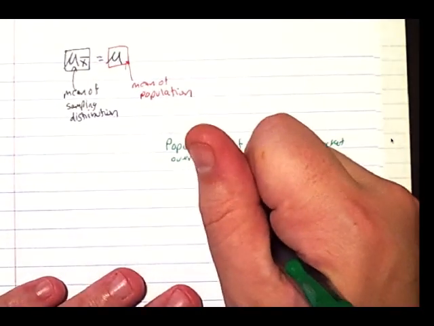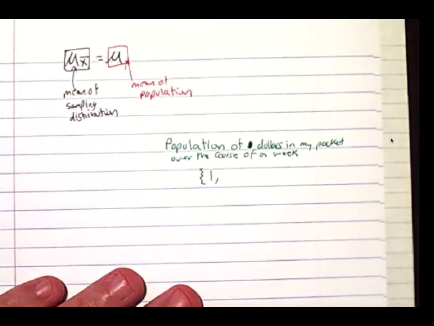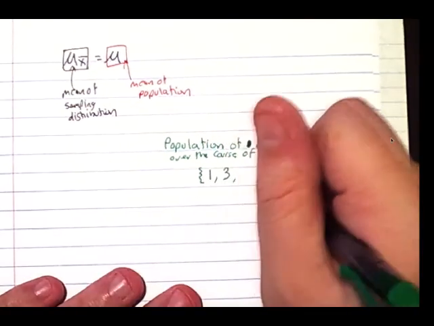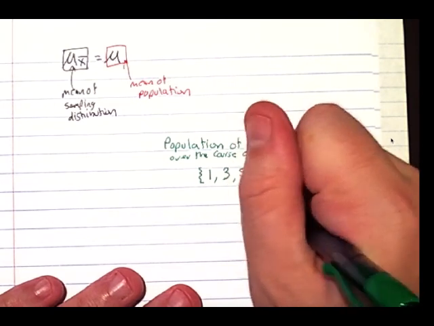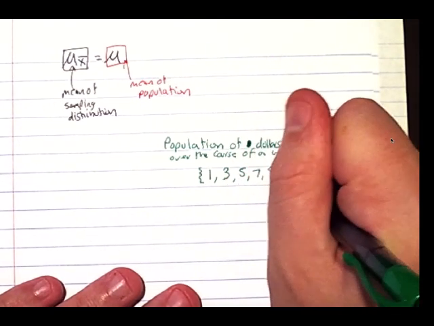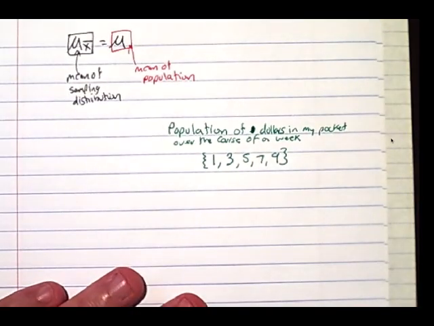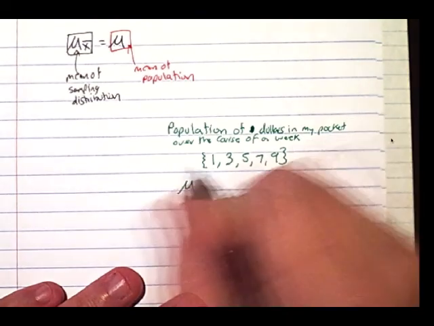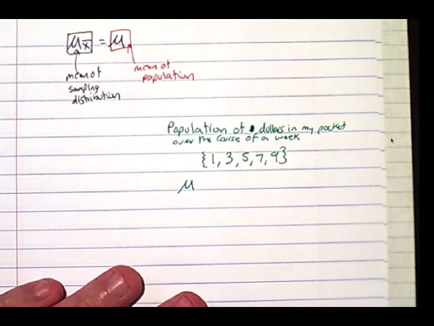Maybe on one day I had $1 left in my pocket. On Tuesday, let's say I had $3 left in my pocket. Then I had $5 left in my pocket, then 7, and then 9. So these 5 numbers represent the entire population of a single week, of how much money is left in my pocket.